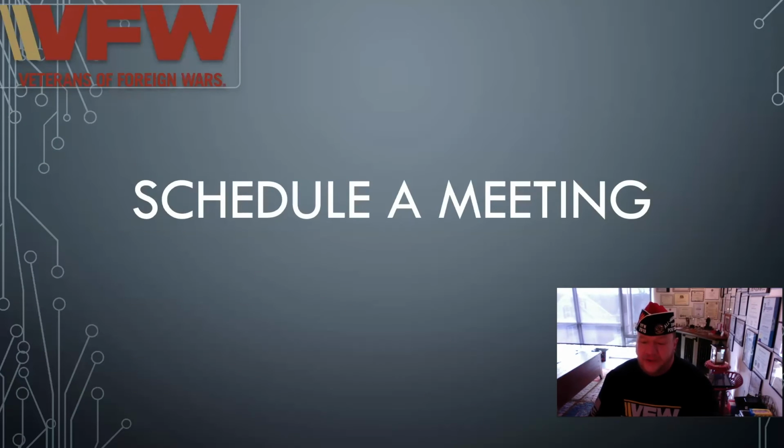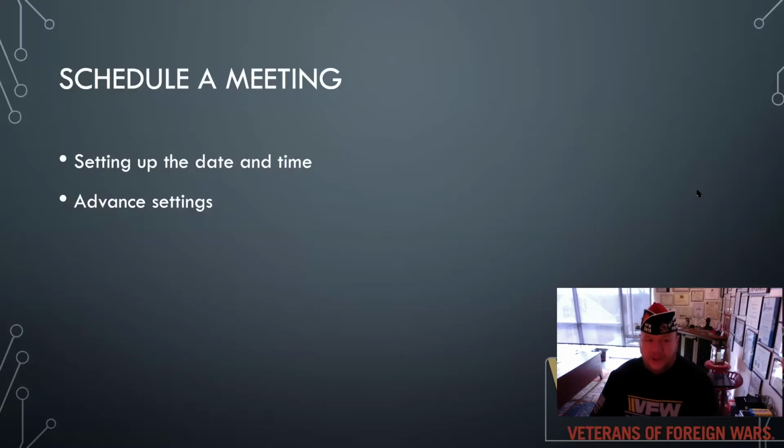Now that you have your account set up, the next thing to do is go ahead and schedule a meeting. For most post districts, they already have a set schedule or calendar for the year. Your post might meet on the first Wednesday of the month, or maybe the third Tuesday or whatever. So you can go in, and we'll go into our Zoom.